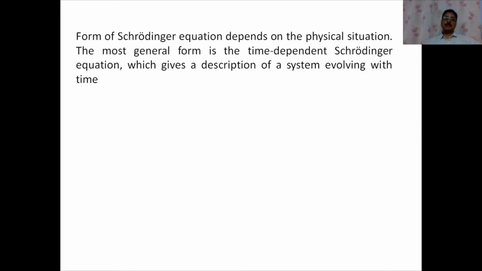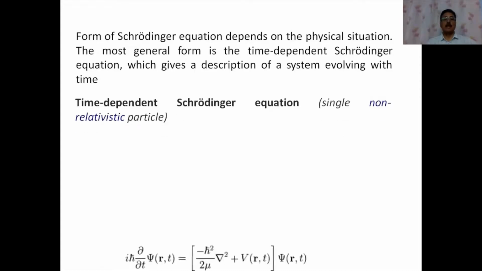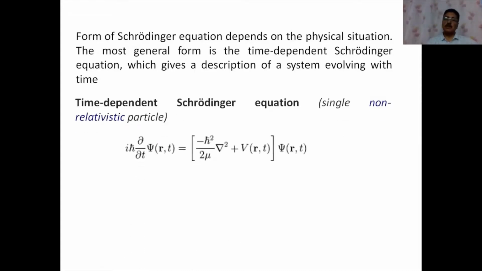The form of the Schrödinger equation depends on the physical situation. The most general form is the time-dependent Schrödinger equation, which gives a description of a system evolving with time. And this is the time-dependent Schrödinger equation that I have said. This is a general one. In a nutshell, because the quantity in the parentheses is nothing but the Hamiltonian, this time-dependent Schrödinger equation can be written as iħ ∂ψ/∂t = Hψ, where H is the Hamiltonian.